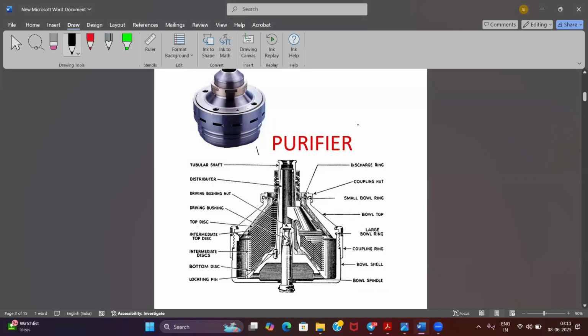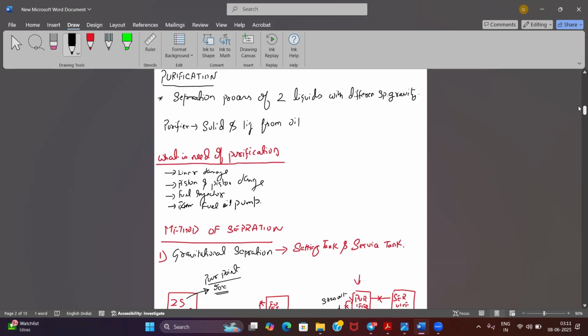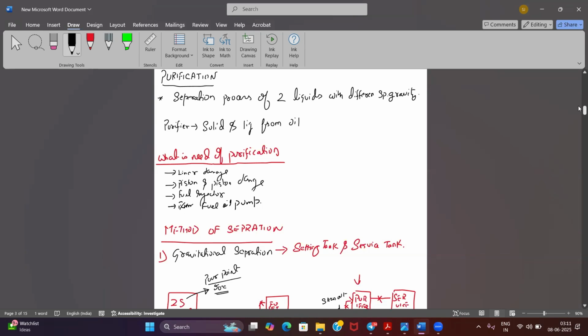Yes, good evening, everyone. We'll be starting a new topic that is purifier from today. So, what is the need of purification, or what are we actually achieving by doing this purification? We understand that the centrifugal purifiers that we are using on board are used to separate liquids which have different densities, like water and oil.